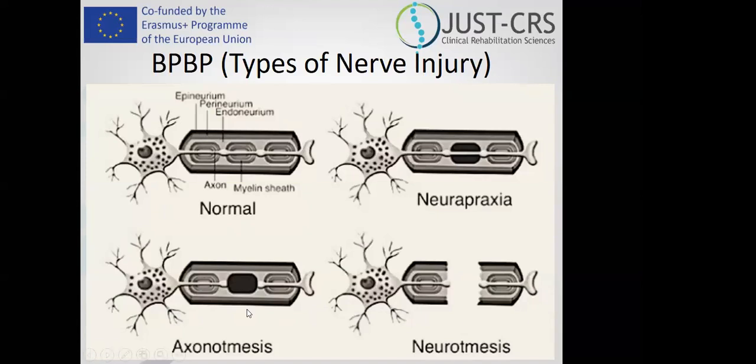The second type is axonotmesis, which is an axonal injury with an intact nerve sheath. This is why it has a variable spontaneous recovery. The third type, which is the worst, is neurotmesis, a complete nerve rupture. Neither the axon nor the sheath is intact, and this gives a very poor prognosis for spontaneous recovery.